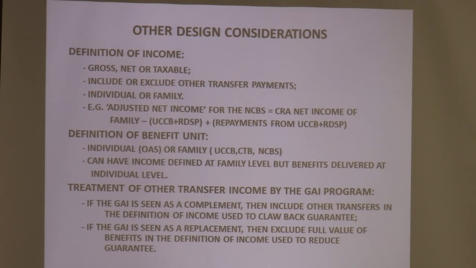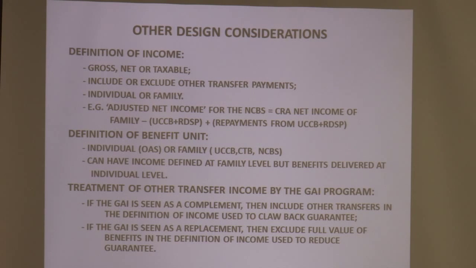There are a whole host of other design considerations that you have to think about in constructing any particular basic income. Most of these have to do with an income-tested benefit. A demogrant is a lot easier because you don't worry about what the definition of income is going to be because everybody gets it, and you're recouping the cost just through the personal and income tax system. But with any income-tested program, you have to think about the definition of income. Is it going to be gross, net, taxable? What other sources of income might you exclude? Will you include transfer payments, exclude them? Will the income be based on the individual or the family?